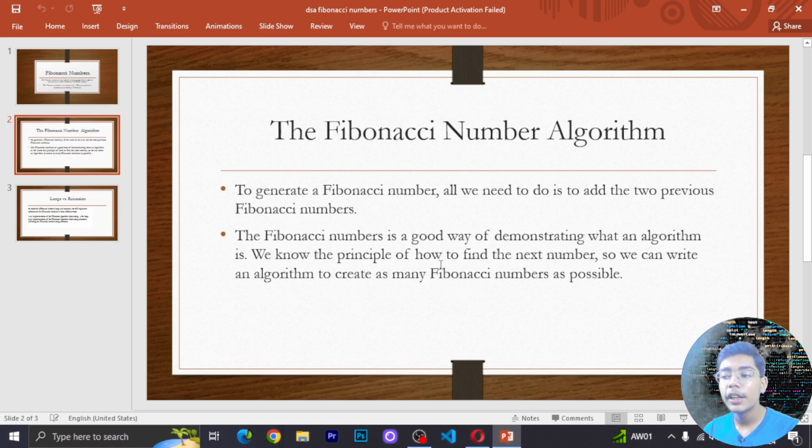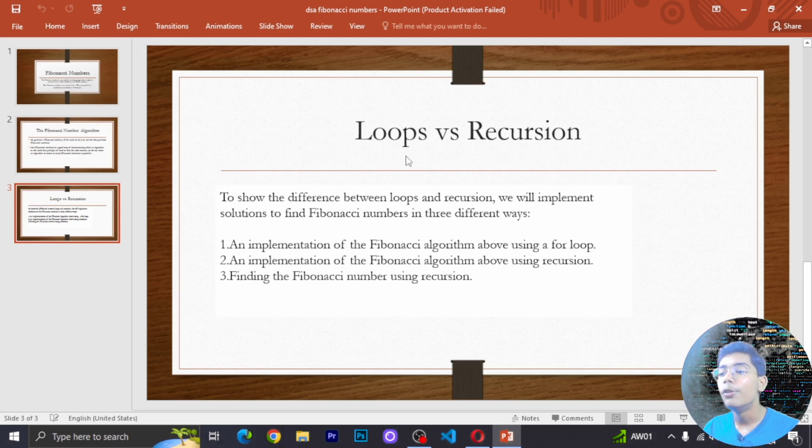And you can also create as many Fibonacci numbers as possible if you have learned the principle to find the next number. So this is what you have to learn about Fibonacci numbers, so you have a good principle to find the next number. Then you can create your own algorithm, and you can also create as many Fibonacci numbers as you want. Now we'll be moving on to the third slide, in which we have loops versus recursion.